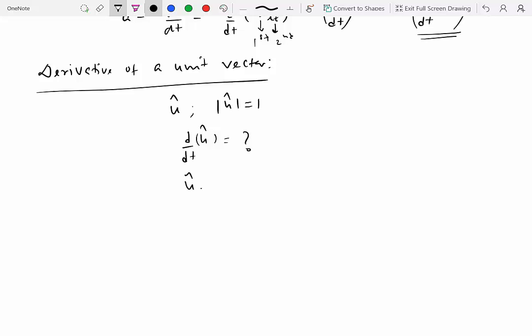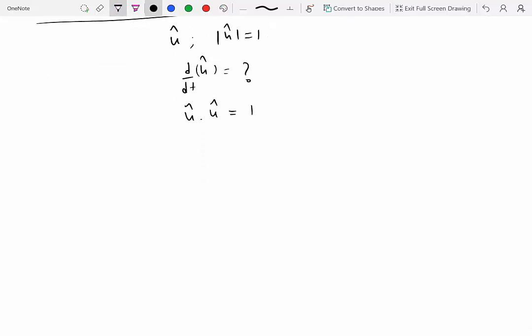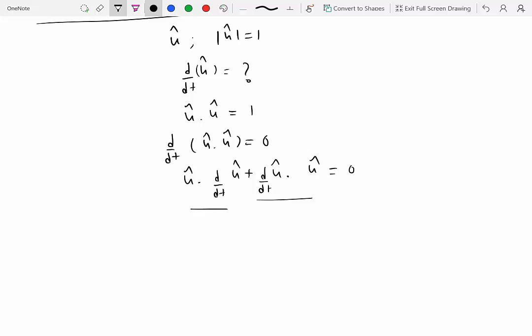U hat is a unit vector, which means I can write u hat dot u hat equal to 1, right? If I take the derivative of this equation, what do I get? The right hand side would be 0, and the left hand side would be u hat dot d over dt of u hat plus u hat derivative, sorry, not times, but dot, equal to 0. And both of these terms are the same because a dot b is equal to b dot a. So what we get is u hat dot d over dt of u hat equal to 0.